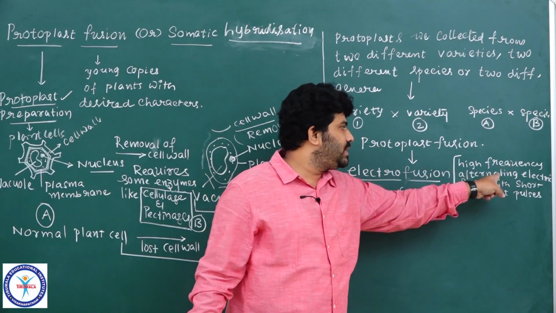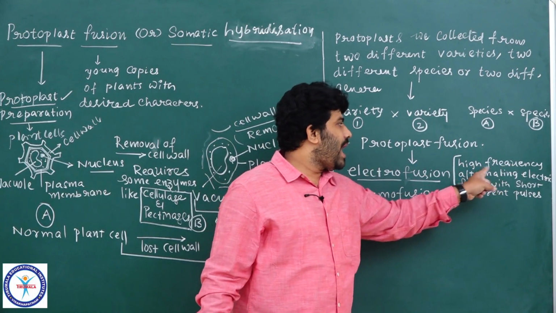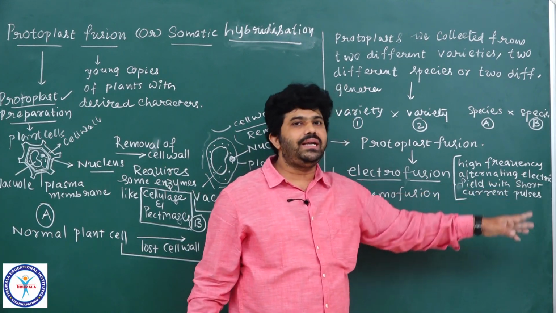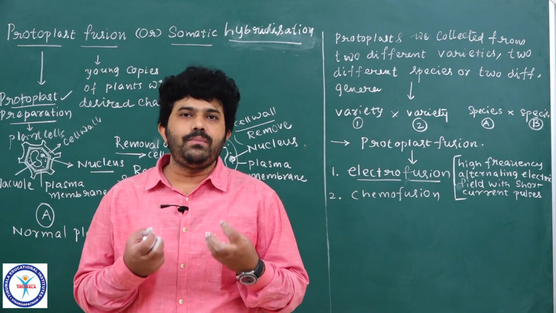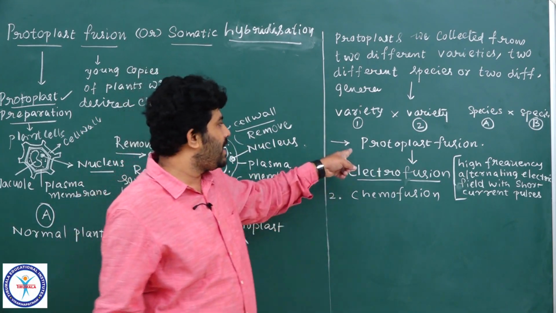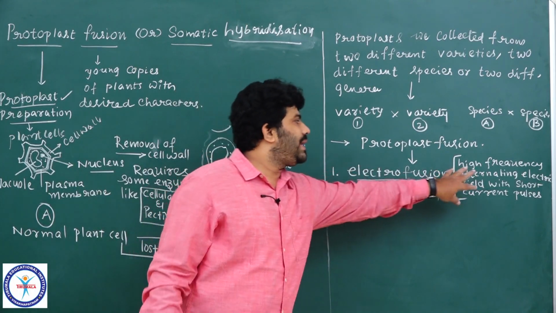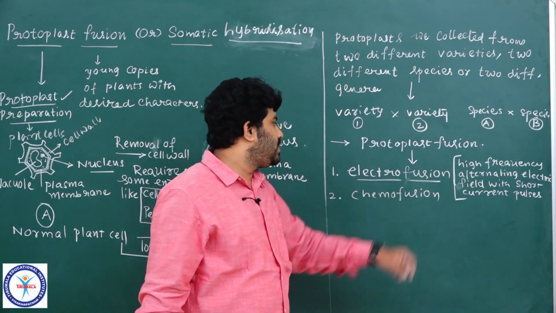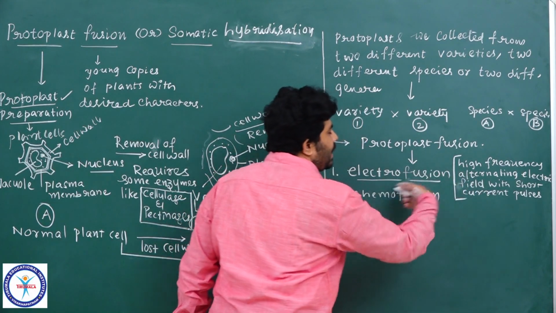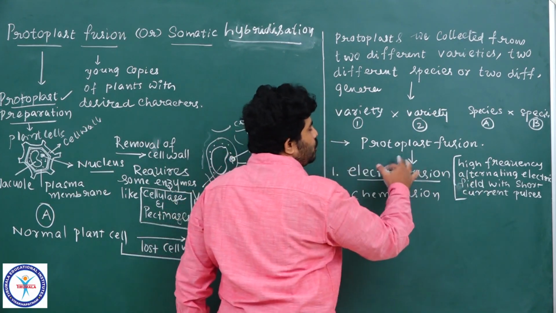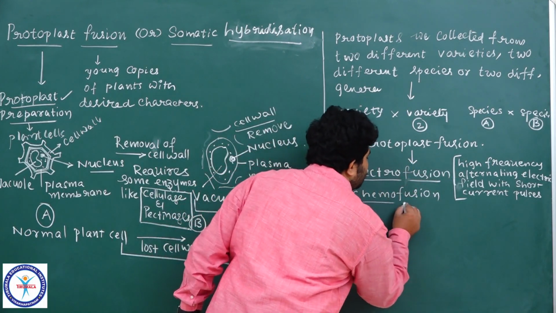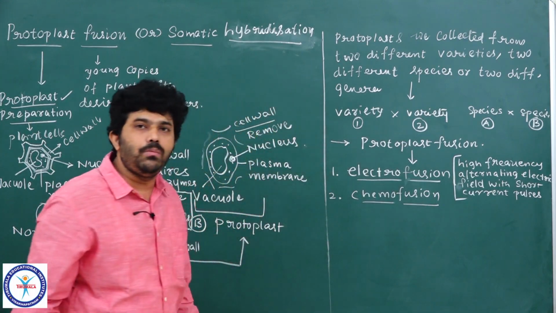Electrofusion means we are using an electric field, a high frequency alternating electric field with short current impulses, or whatever movements are generated for the fusion of two different protoplasts. That is, if you are using electric charge, then that is called electrofusion. In some cases they follow electrofusion to fuse two different protoplasts, or otherwise, in some cases we follow another method, that is chemofusion.